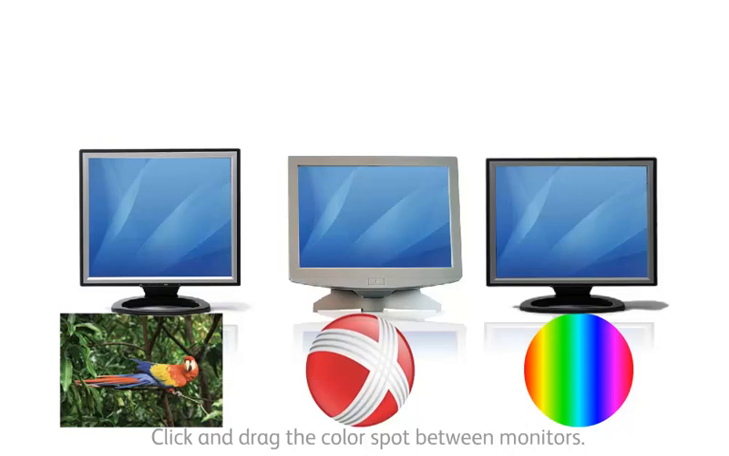This is where a proof of the job to be printed comes in handy, so you can see how the printed output looks and whether or not you need to do any color manipulation to get it closer to the final desired output. Let's look at how the image of the parrot looks on the printer's monitor.